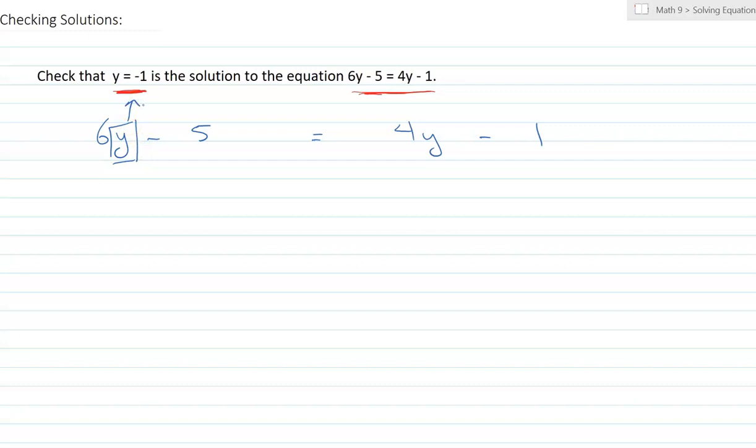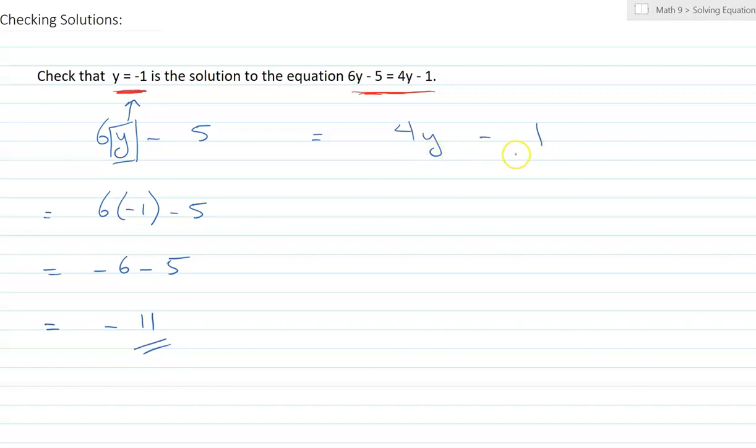We're going to start with the left hand side, then whatever we get here, we're going to go to the right hand side. Hopefully the left and right hand side will be equal to each other. So let's plug it in. 6 times -1 minus 5, and that is -6 minus 5, and that is -11. That's what we will get once we go through the substitution of -1 for y, and that would be the left hand side.